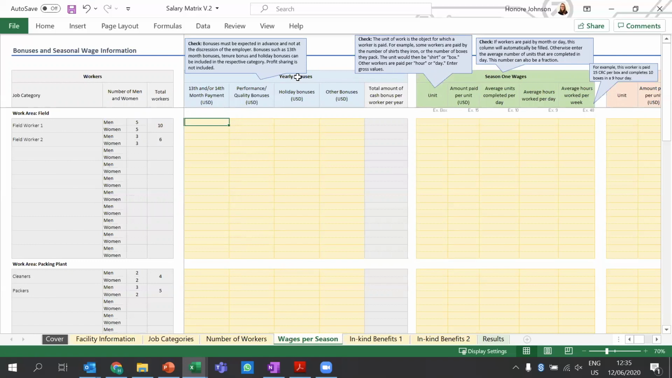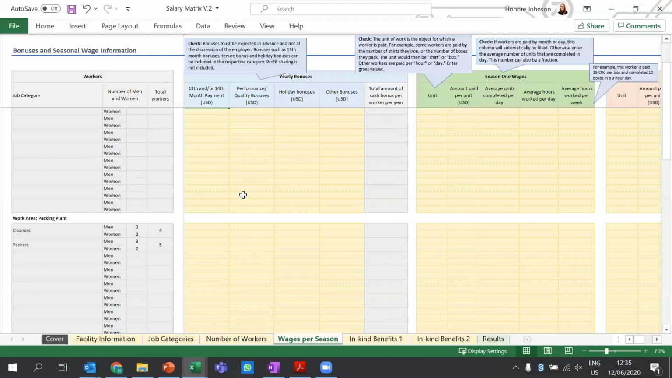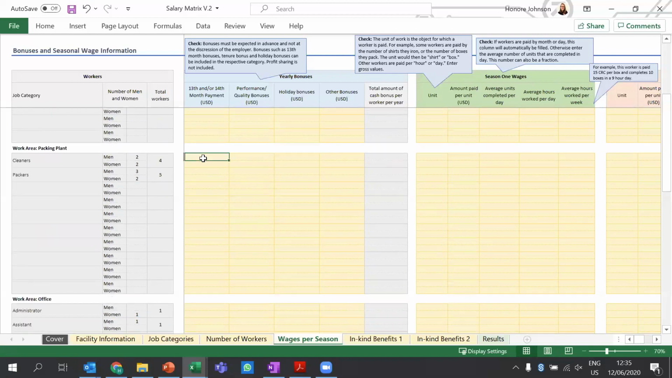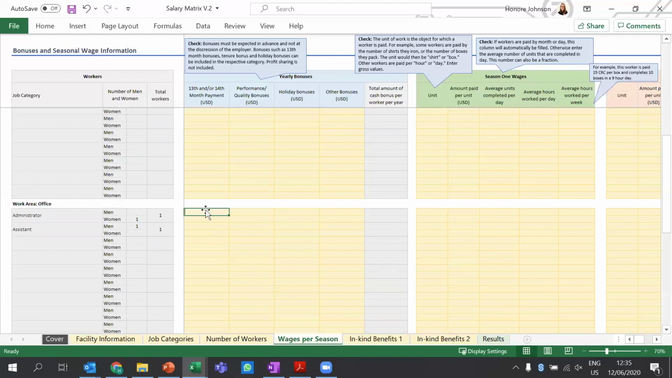For this example, we will indicate that most workers have a 13th or 14th month bonus. In this case, they all have a $500 yearly bonus here. This is a 13th and 14th month payment, which is paid once a year, which makes it a yearly bonus. Those are for the field workers. And then we can scroll down to our next work area where we see the cleaners. They receive a 600 yearly bonus. We can scroll down to our last work area of the office, and here they receive a 700 yearly bonus.